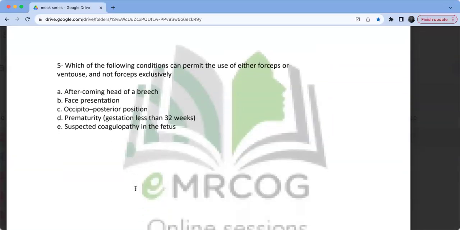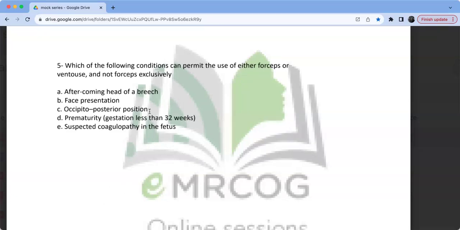Which of the following conditions can permit the use of either forceps or ventouse and not forceps exclusively? After-coming head, can I use ventouse for it? No. Face presentation? No. Occipito-posterior? What do you think? Yes. Prematurity, gestation less than 32 weeks? No ventouse in this case, no vacuum. Suspected coagulopathy? No vacuum. So it's only the occipito-posterior position.